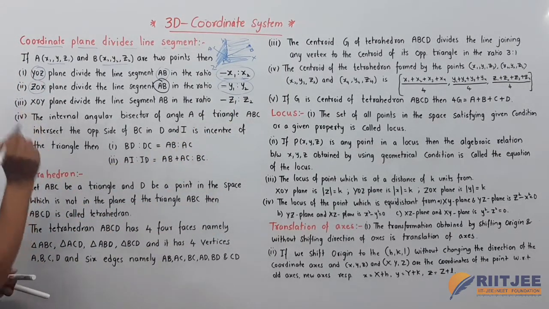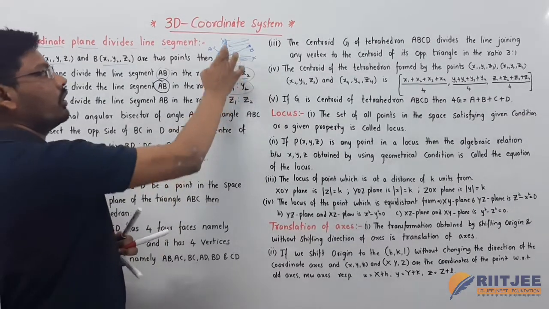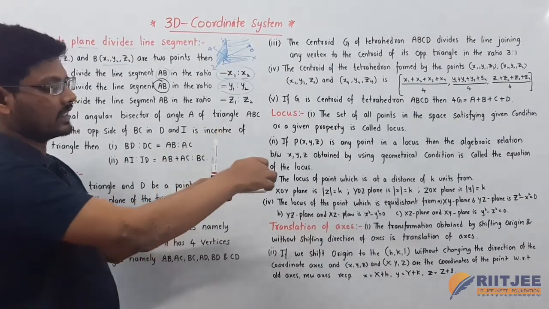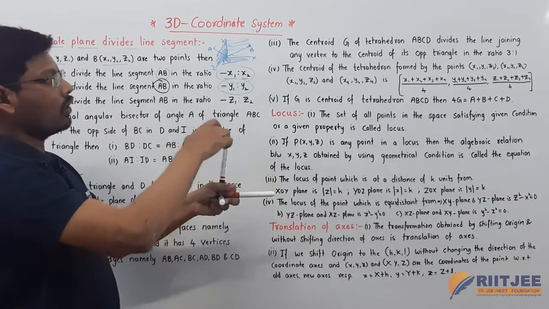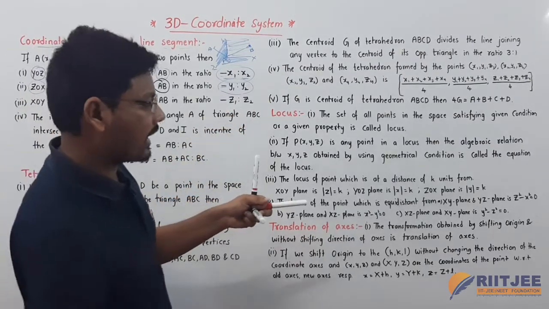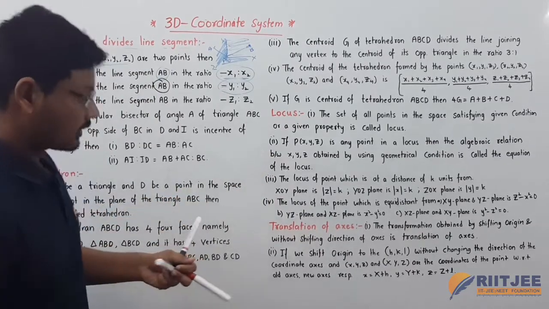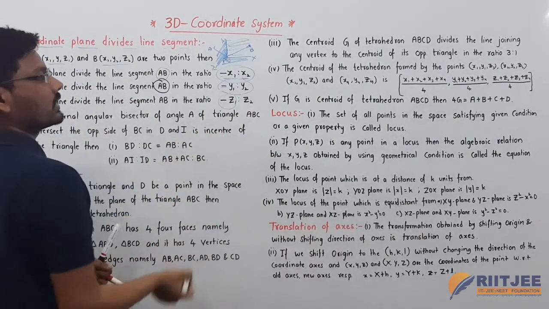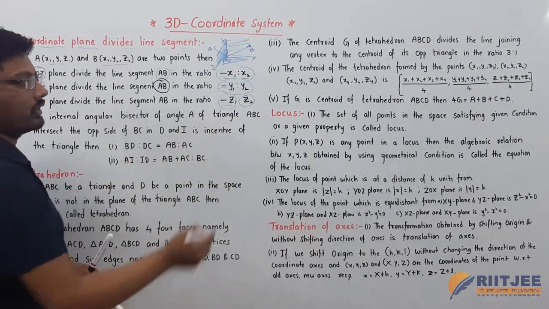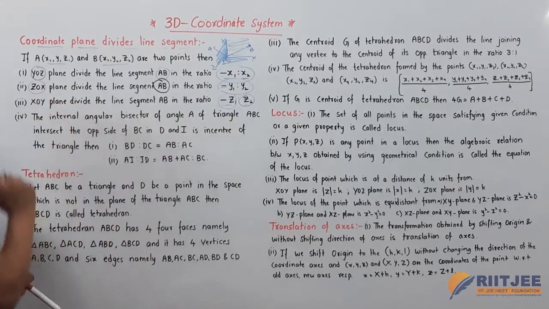And the third one is XOY. This is the x axis, this is the y axis and this is the z axis. The plane XOY divides a line AB. I am taking one more line here. This line is divided in the ratio of minus z1 to z2, the negative of the z1 ordinate to the positive of the z2 ordinate. This is all about the third case.